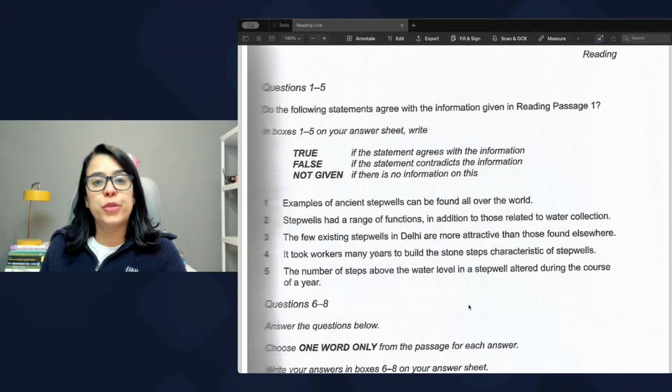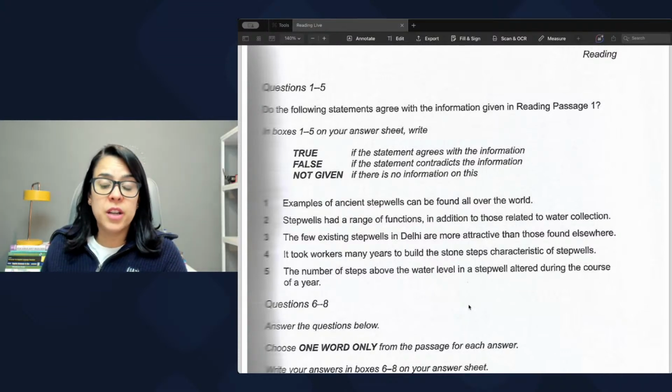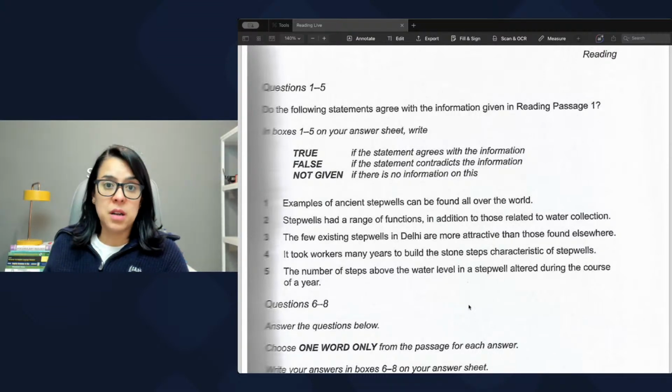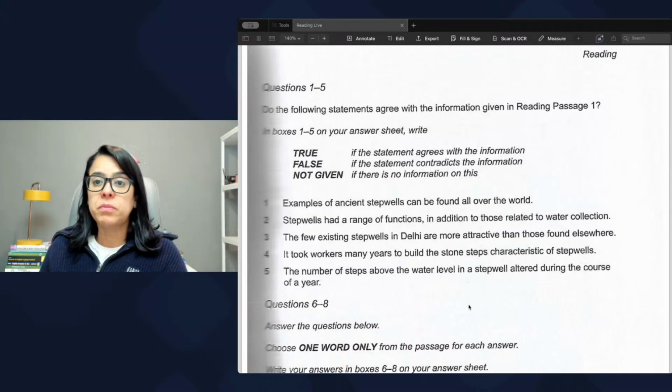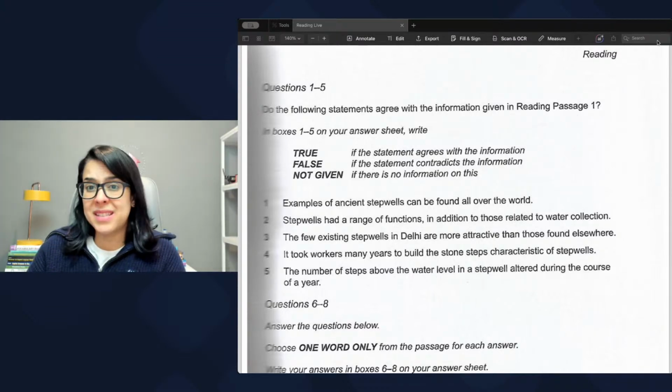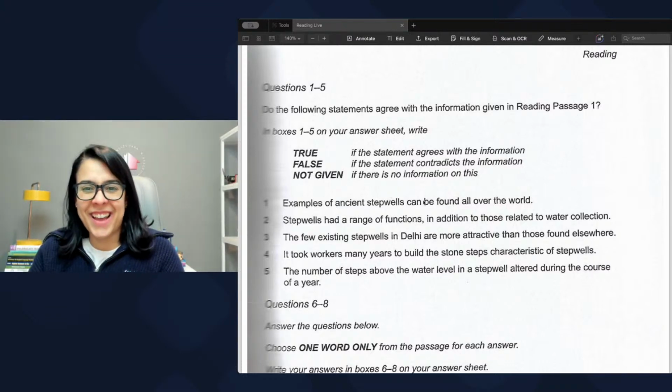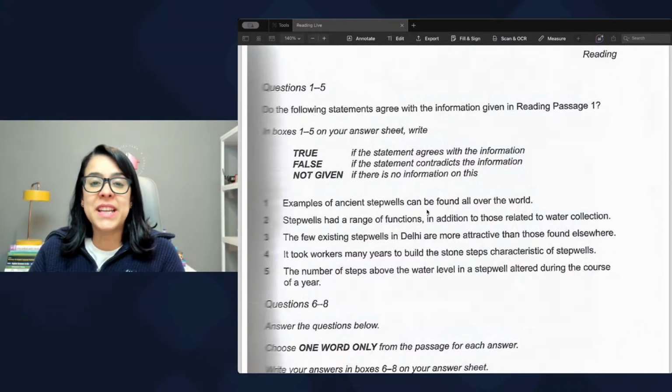So this is a true, false, not given task, which is very common in IELTS. It's definitely the most common task in the reading test. And what do you have to do here? You have to analyze each statement and decide whether the statement is true according to what is mentioned in the text, false if it contradicts information given in the text, or not given if this is simply not mentioned in the text. And let's take a look at number 1.